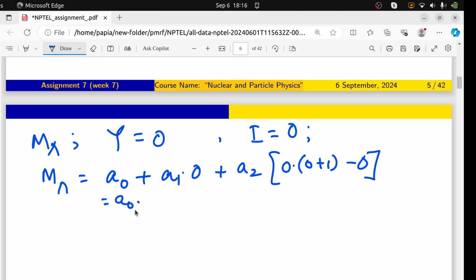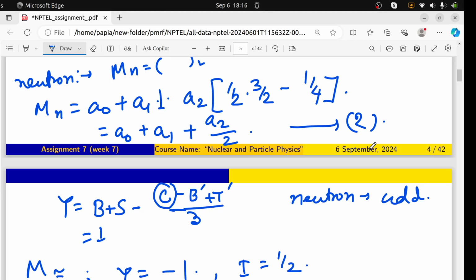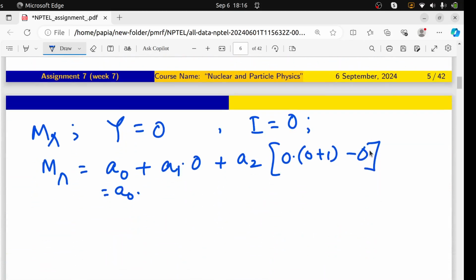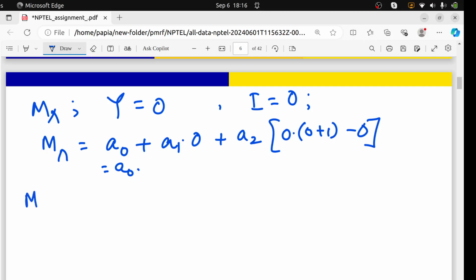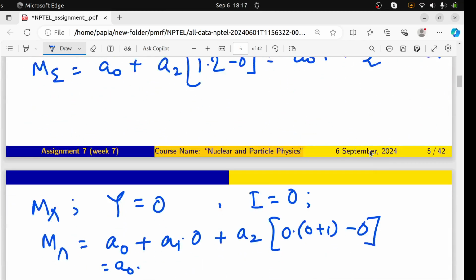Yes. Now from equations number 4, 3 and 2, we just need to calculate the a0 value. If we can get the value of a0, that's it. There is no other need of a1 and a2 for this mathematics, at least. Okay, so I am writing here again equations number 2, 3 and 4. mn equals a0 plus a1 plus a2 by 2. m cascade equals a0 minus a1 plus a2 by 2. m sigma equals a0 plus 2a2.